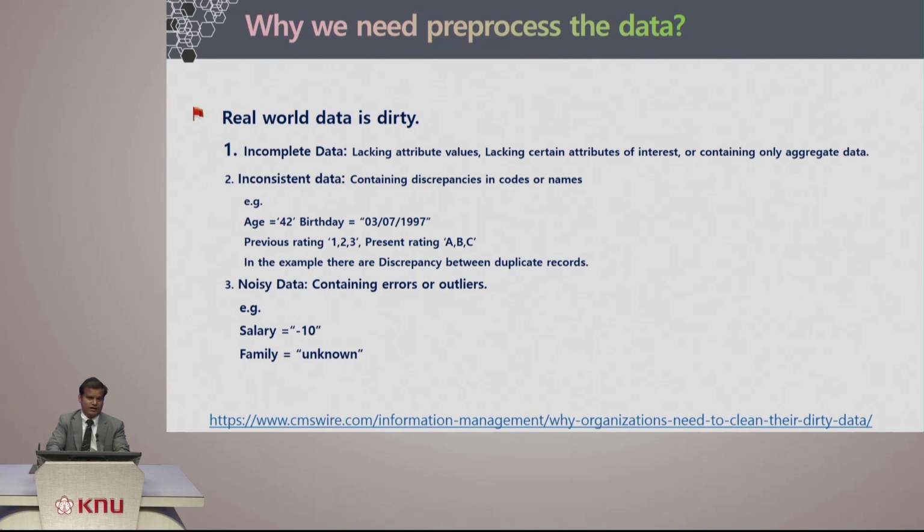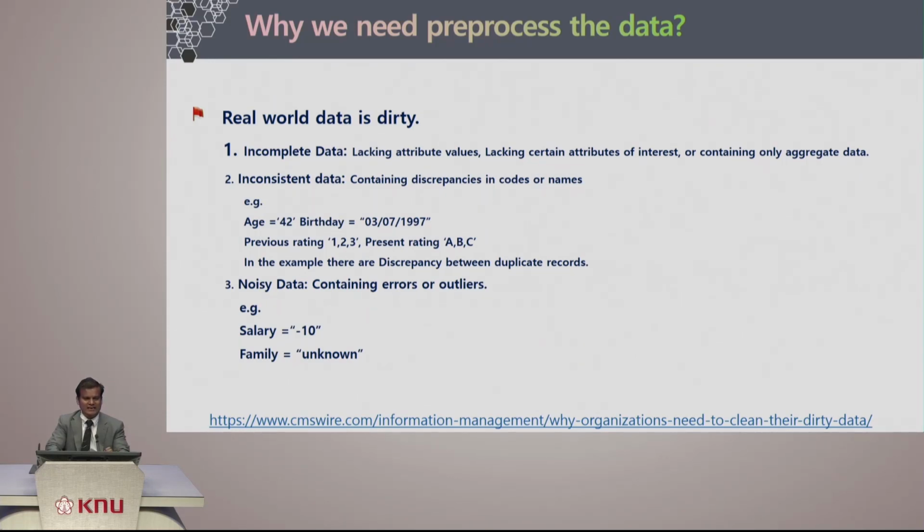When it comes to why we need pre-processing, in the real world almost all the raw data that we have in hand are kind of dirty. In other words, they are incomplete data. They lack attribute values, lack certain attributes of interest, or contain only aggregated data. So these data are sometimes not useful for us.